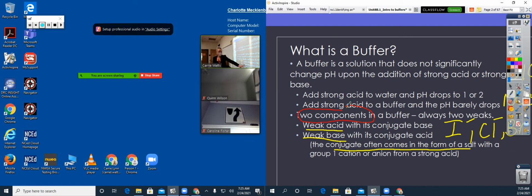Okay? And a lot of times when you make a buffer, okay, this is all in the video from yesterday, but I went into more detail. A lot of times when you make a buffer, you're going to use an acidic salt or a basic salt as the conjugate. Okay? Because remember, in my storage cabinet back there, I don't just keep ions. They're always in the form of an ionic compound, like a solid, that you're going to make ions when you put it in aqueous solution, right? So that's why we get the other part of the buffer as a salt.